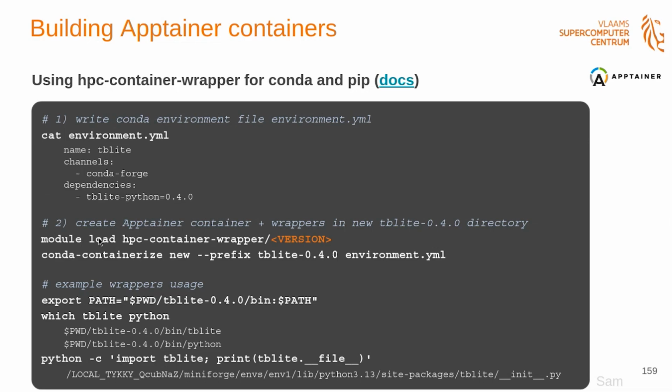So you load your HPC container wrapper module with the version that is installed, of course, which can be different from the one at VUB. And then you just execute this command, conda containerize new, because it's a new container. You set a prefix. The prefix tells you which directory to create and where to put the whole installation. And then you provide your environment.yaml file. Okay, so let's do this.